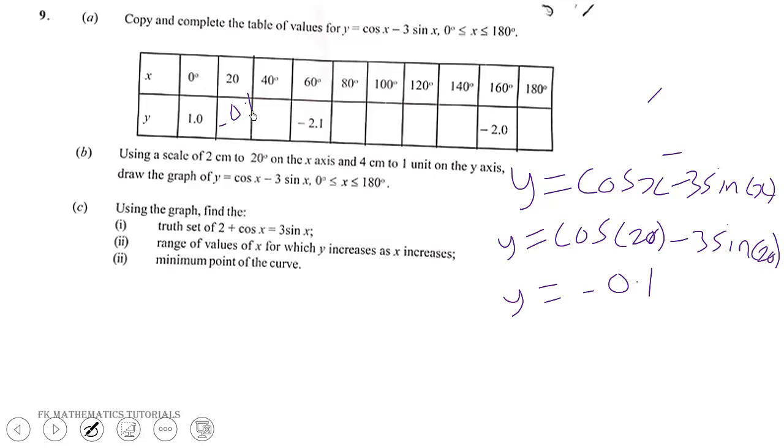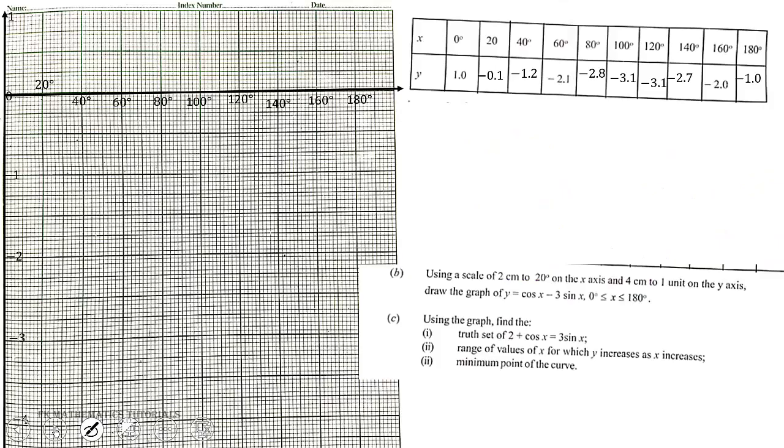You can use your calculator to fill in the remaining ones. If you do at least 2, that will be enough for showing working. So your table should be looking like this. The completed table of values should be looking like this.